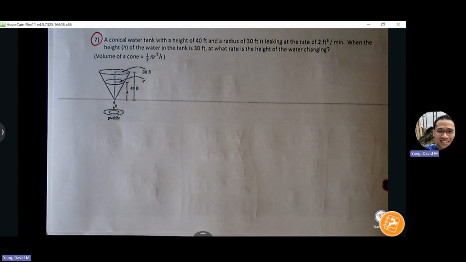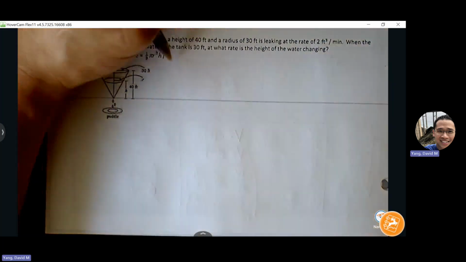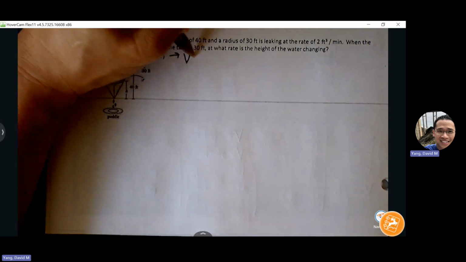So you recommend rewriting the volume formula in your own writing, even though it gives it to you? Oh yeah, it's up to you. I like it. It just feels like it's less pieces.